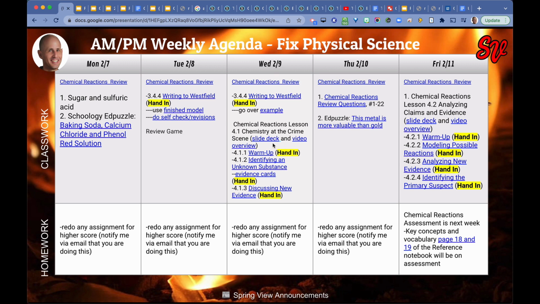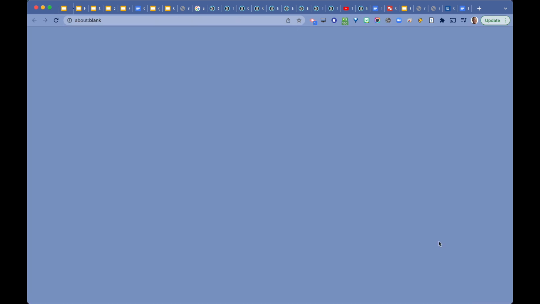Then we did chemical reactions lesson 4.1, the chemistry of the crime scene. That's explained in the slide deck and video. Then on Thursday, they did a little review questions. It's a paper handout, questions 1 through 22. We're going to have an assessment next week where they'll be tested on the vocabulary and key concepts on pages 18 and 19 of the reference notebook.